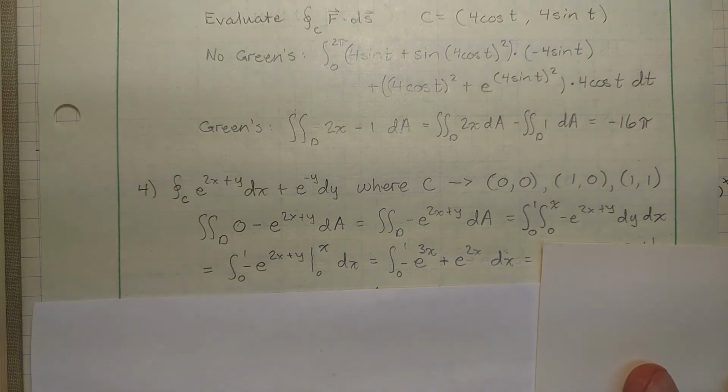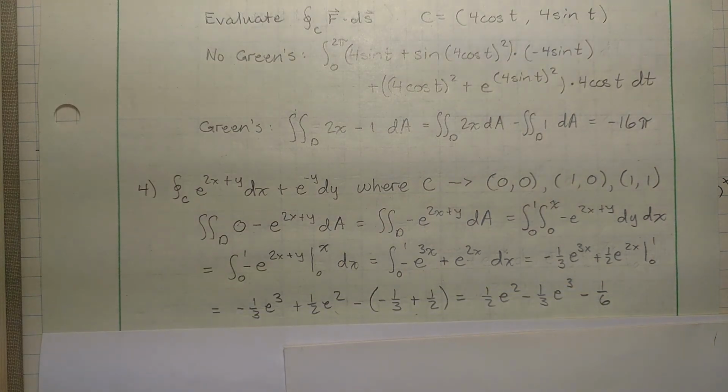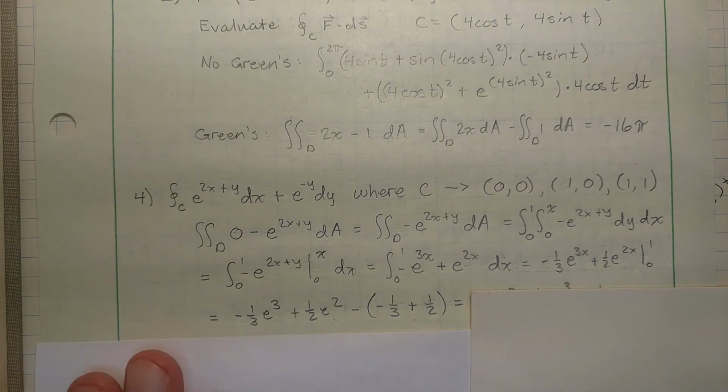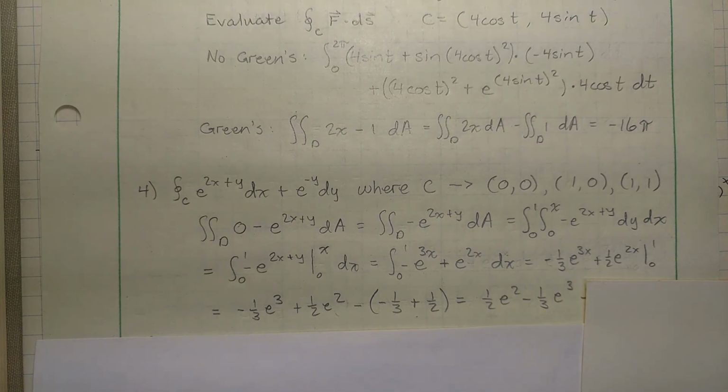Now integrating with respect to x, I get the following. This should be stuff we're fairly familiar with doing. Substituting in 1 and then 0. Substituting in 1, I get negative 1/3 e cubed plus 1/2 e squared, minus, and then I would get negative 1/3 plus 1/2. So this becomes 1/6. If I rearrange it, I have 1/2 e squared minus 1/3 e cubed minus 1/6. And there's our answer.